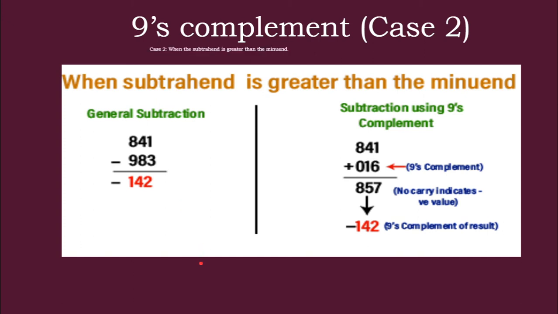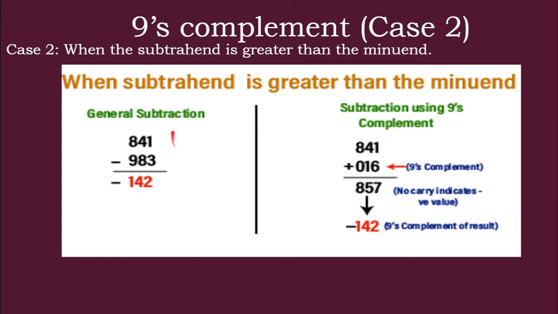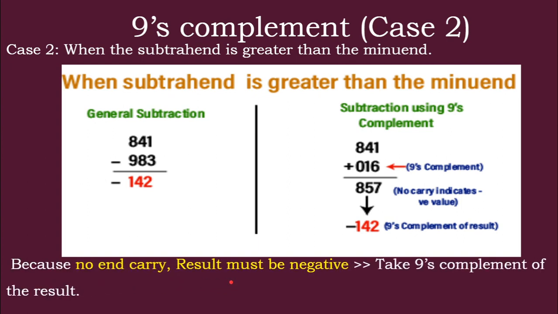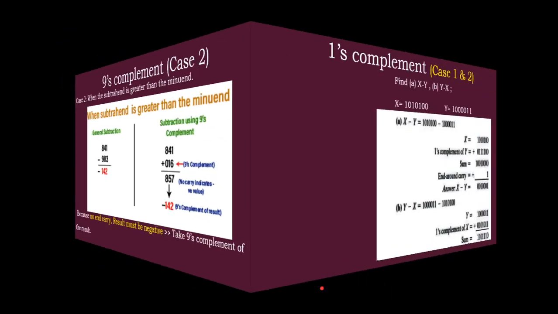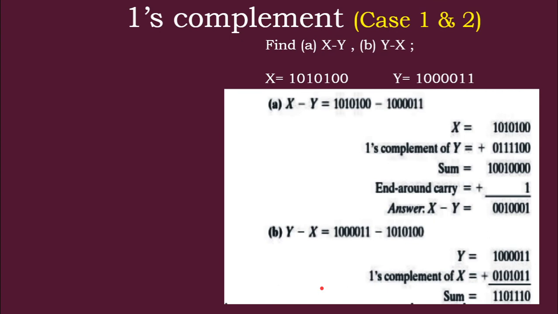So this is how it works in the second case, where the subtrahend is greater than the minuend. Here in this case the result must be negative, so I have to take the nines complement of the result. This is how the nines complement is used to perform the subtraction, in both cases, case 1 and case 2. Now let us see how the operation of subtraction is done using the ones complement.